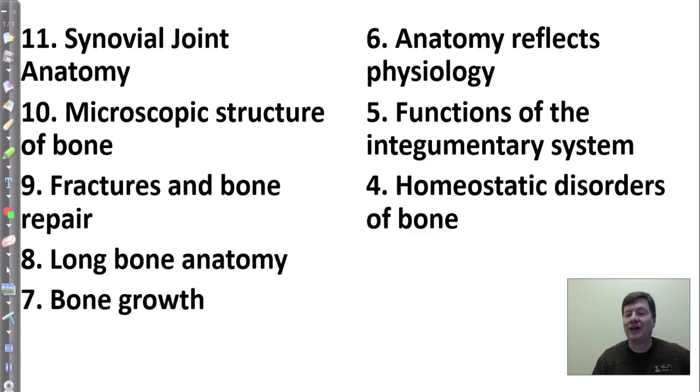Number 4, homeostatic disorders of bone. This goes back, I think it's video 8.1, where we're looking at the issues related to osteomalacia and Paget's disease and osteomyelitis and osteoporosis. These are all important diseases. And again, don't just memorize the disease. Why does that disease occur? What is the pathology? What is the concern with that particular disorder?